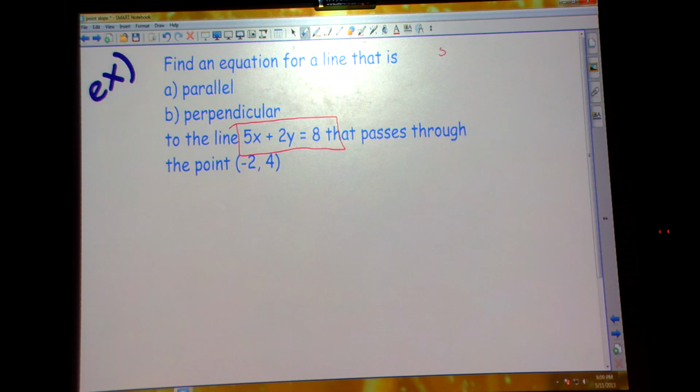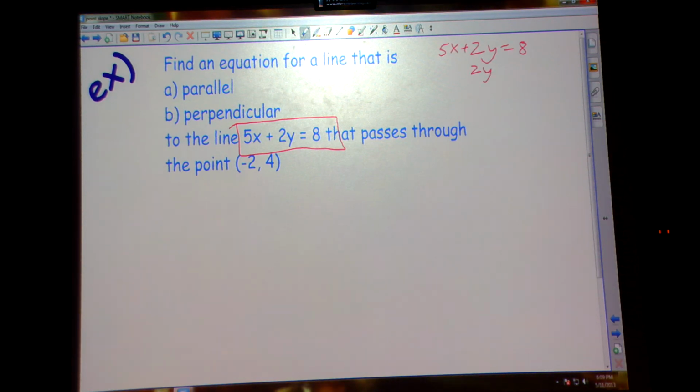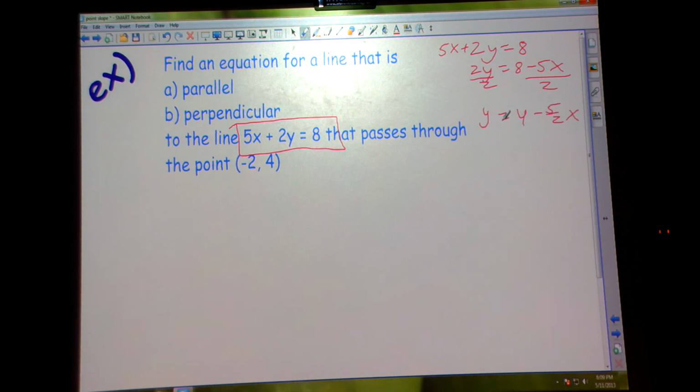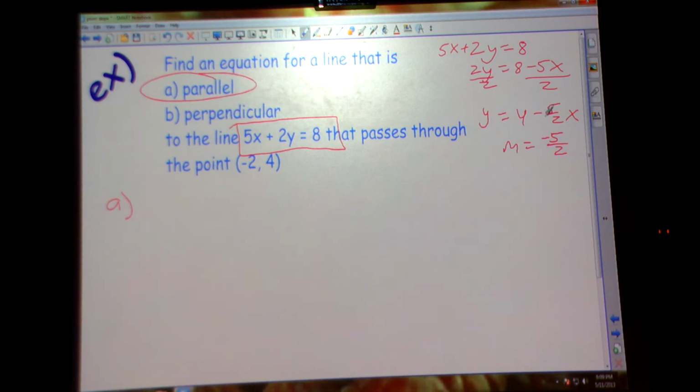So if I have 5x plus 2y equals 8, subtract 5x, divide by 2, I have y equals 4 minus 5 halves x. So the slope of this line is negative 5 halves. Okay, you can't see that right off the bat, you have to do a little work. So now for part A, I want a parallel line to this. So the slope is going to be the same. I'm going through the point negative 2, 4.